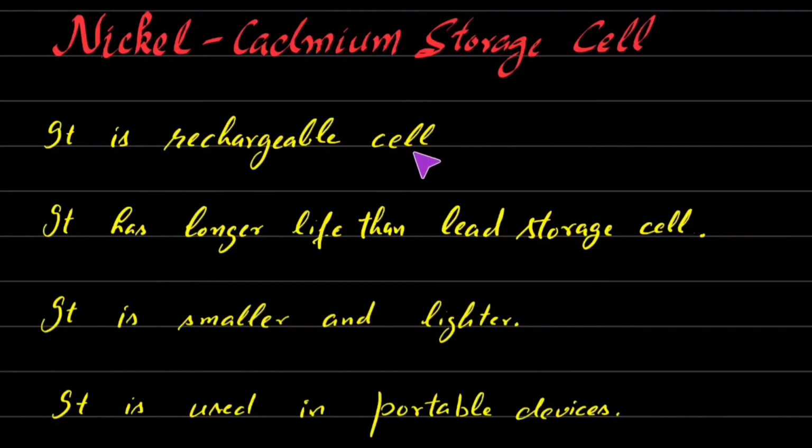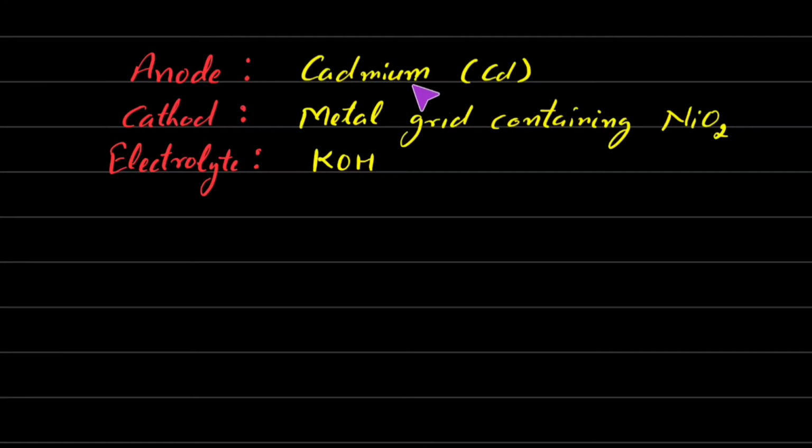Students, it is a rechargeable cell, meaning it is a secondary cell which can be recharged again and again. It has a longer life as compared to the lead storage cell. It is smaller, lighter and compact as well, beta. So it has an advantage over the lead storage cell. This storage cell is used in portable devices, and in this cell the anode is cadmium, the cathode is a metal grid containing nickel dioxide, and the electrolyte is KOH.